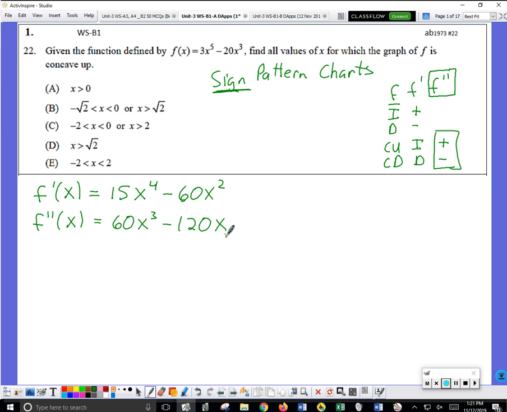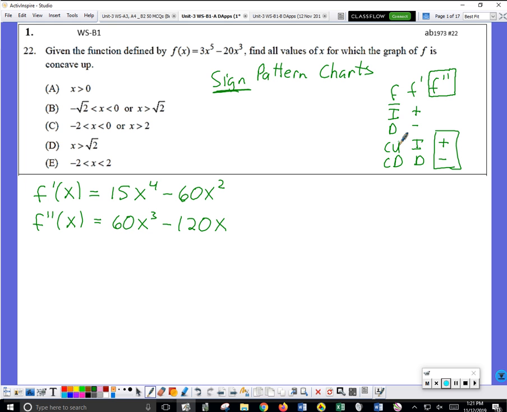Questions? Please. Why are you doing the double prime graph? I'm doing the double prime graph because if I'm going to use a sine pattern chart, I'm going to be paying attention to the sign of something, the positive or negative. And it's the positive or negative of f double prime that will tell me when f is concave up. Does that connection make sense? It's a good question.